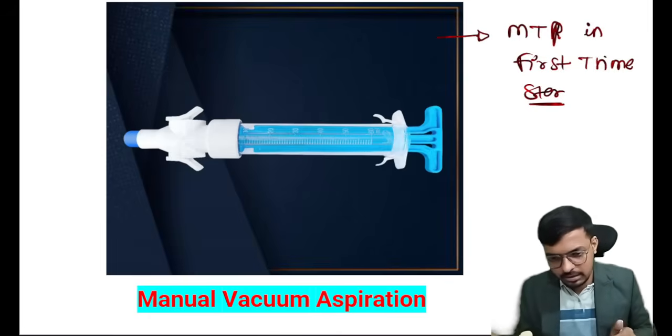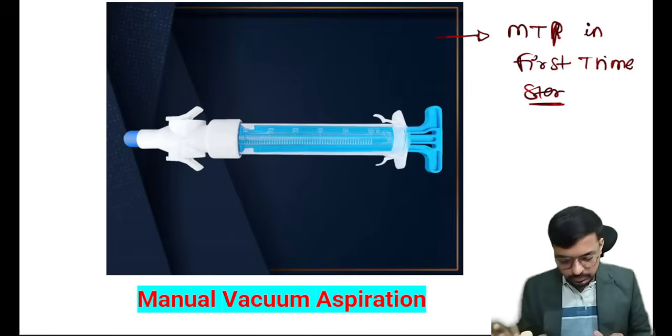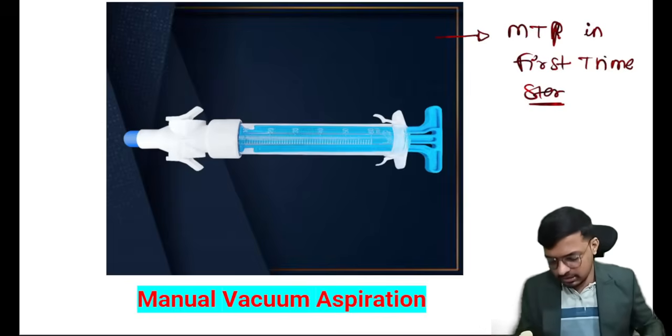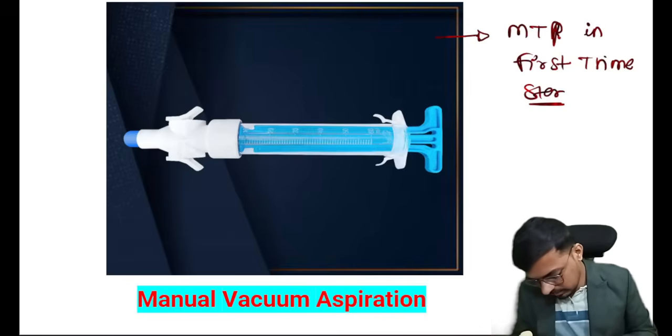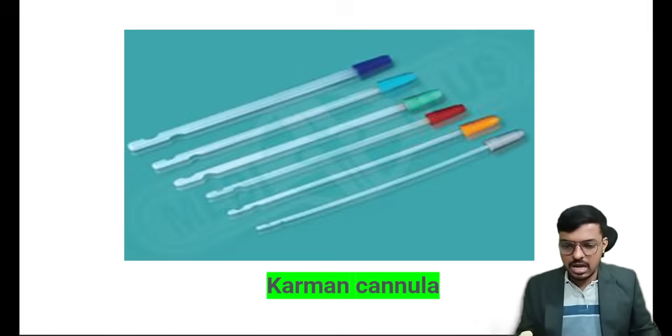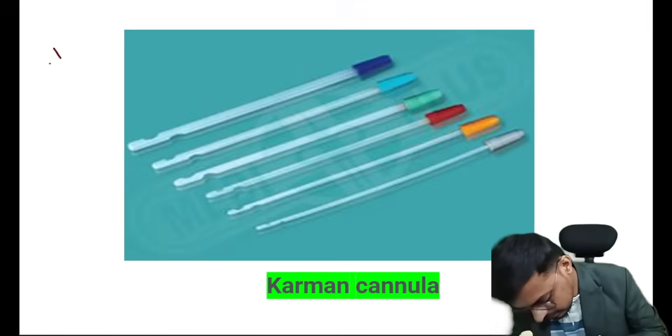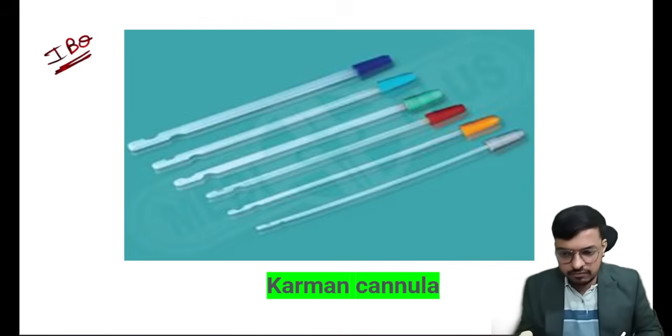Okay, so in the MTP, just try to understand the concept here. The second image I'm showing here is our Karman cannula, a very, very important image-based question again. So this is our Karman cannula. How to identify the Karman cannula, sir?